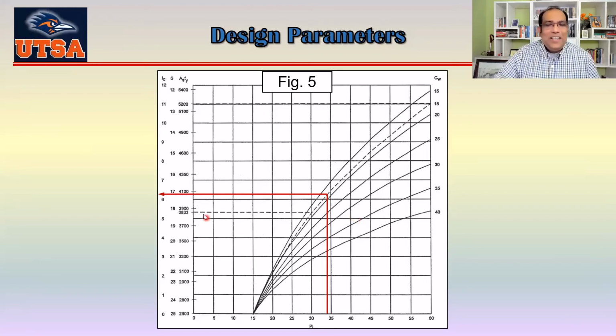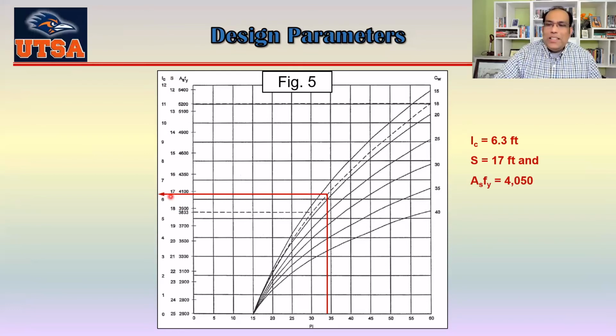Now you see here, what would be your IC? You can see this is 6 and this is 7. So from here to here, I assume this one is 6.3 feet. And the S here is the maximum distance between two beams, which is almost 17 feet. And then you can see your ASFY. I assume this one is 4050, because this is 4100 and this one is moving in this direction, going up.